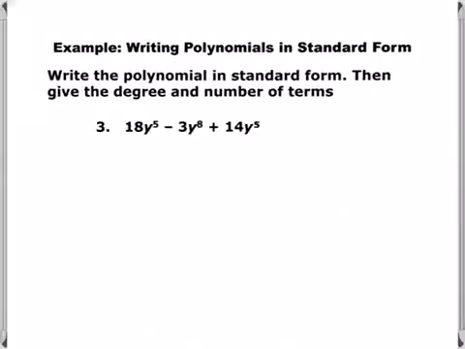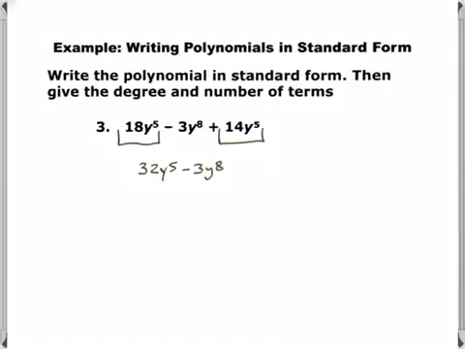All right, in the next example, we're doing the same thing. We've got 18y to the 5th minus 3y to the 8th plus 14y to the 5th. Before we start determining degrees, we should notice that we have like terms here. So to make this easier, we're just going to simplify it. We're going to combine like terms. So in reality, we've got 32y to the 5th minus 3y to the 8th.